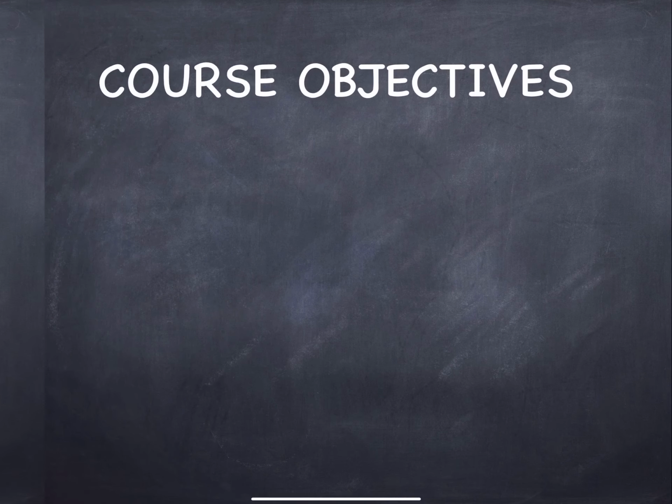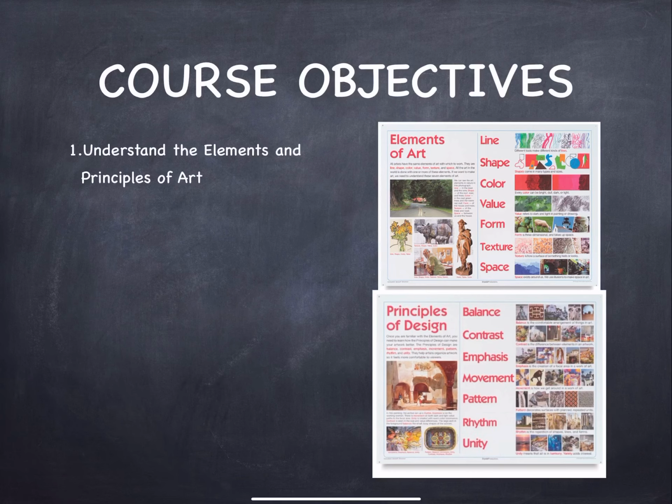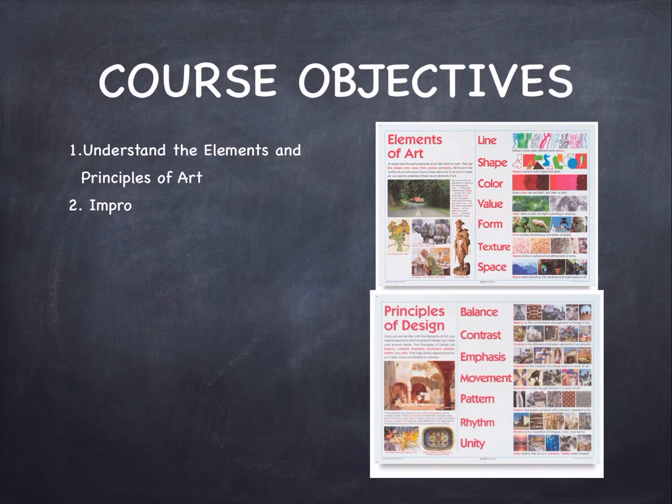You have a couple of course objectives that you're going to be learning by the end of the 9 weeks, and the first one is to understand the elements and principles of design. These are the building blocks that create all artworks. The elements of design are line, shape, color, value, form, texture, and space, and how you arrange those elements creates a principle. And a principle of design is a way of composing the elements to create a pleasing composition. So you're going to be getting really good at learning how to use those properly.